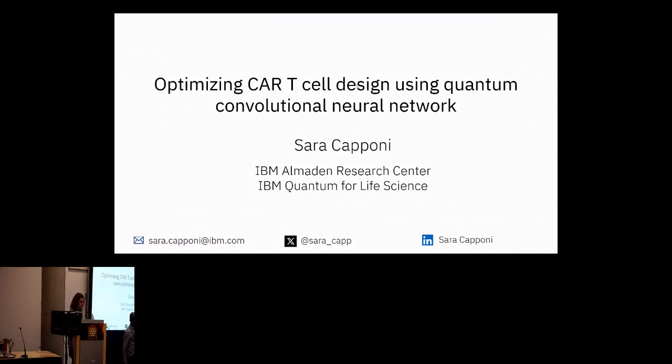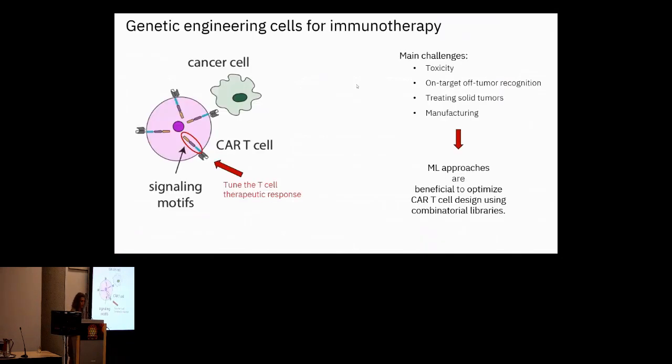Sara Capponi. I'm from IBM Research, and I will talk about using quantum convolutional neural network to optimize the CAR-T cell design. So CAR-T are genetically modified T cells where the receptor is designed to identify and kill cancer cell.